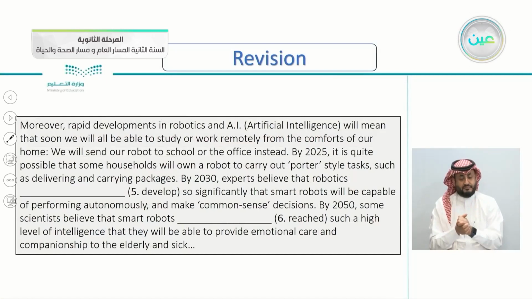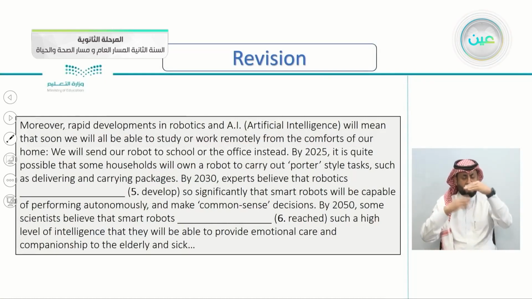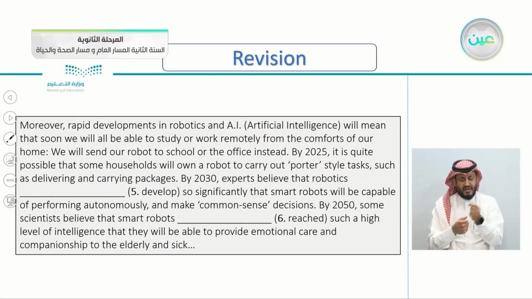Moreover, rapid developments in robotics and AI, here meaning artificial intelligence, will mean that soon we will all be able to study or work remotely from the comforts of our home. We will send our robot to school or the office instead. By the year 2025, it's quite possible that some households will own a robot to carry out porter-style tasks, such as delivering and carrying packages.